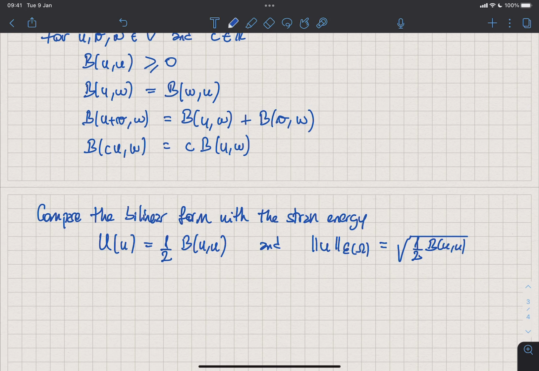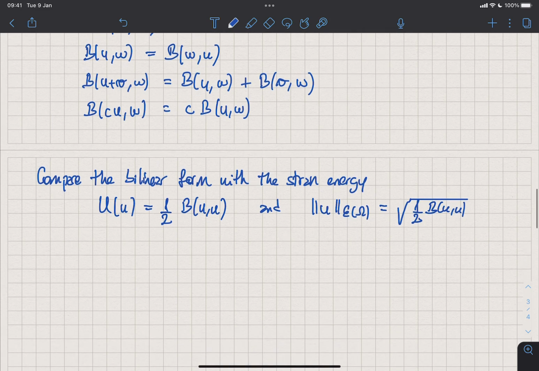So once you solve a finite element problem in the computer, you basically get the strain energy, right? And you immediately have that error in the energy norm by computing the strain energy, right? Because of all these relationships between the norm, the bilinear form, and the strain energy. Okay?